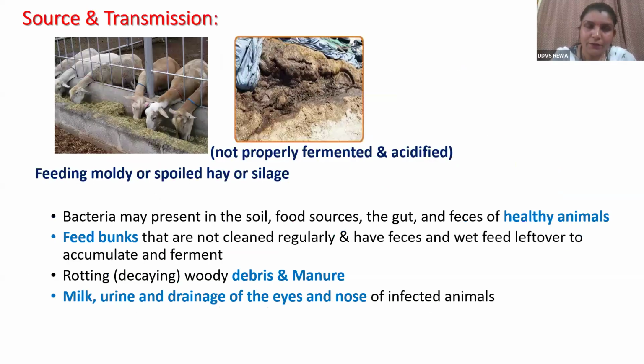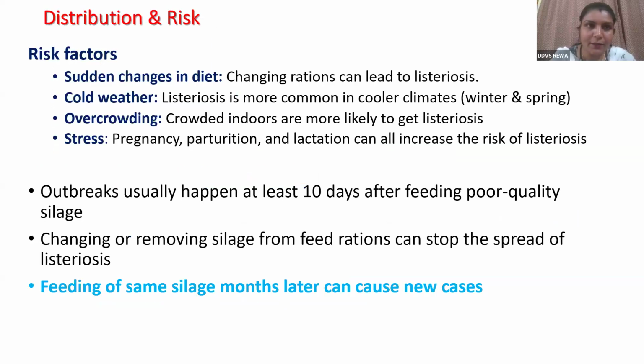So what would be the source of infection for listeriosis? It is a very clear-cut indication of feeding of moldy and spoiled hay or silage, which is not properly fermented and acidified. In most situations, this is the most important source of infection of listeriosis in sheep and goat. And it may continue because of improper cleaning of feed bunks and remains of leftover and feces in these feed bunks. So they may be the source of infection for further spread.